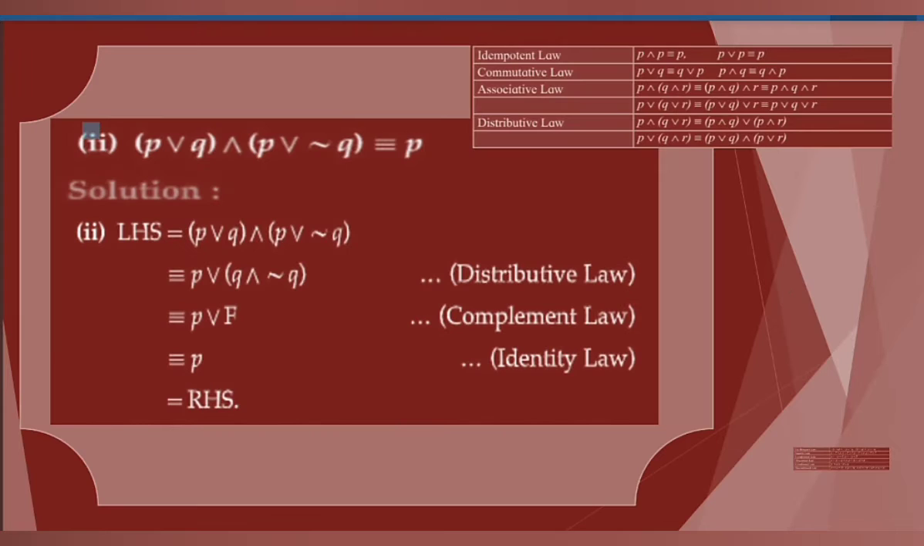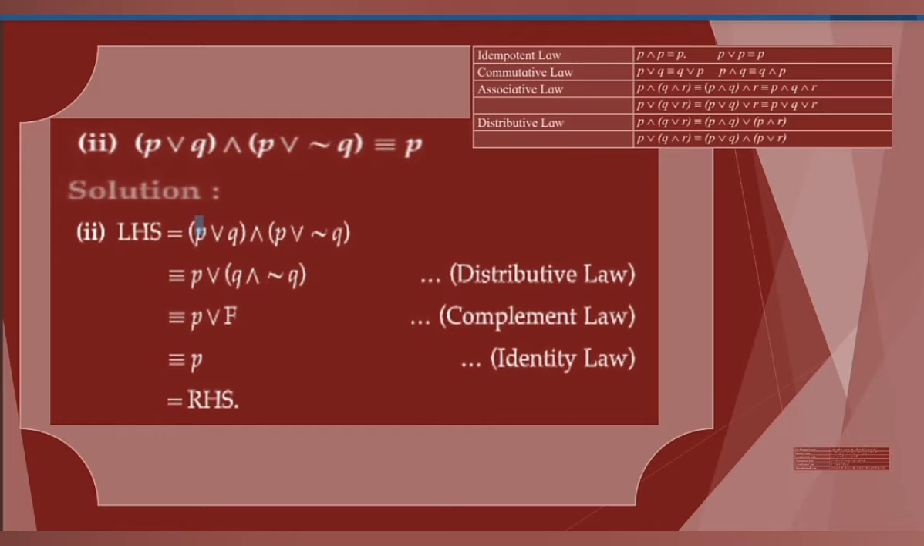And second is statement C: (P or Q) and (P or negation Q) is equivalent to P. Here we prove this statement is equivalent to the P statement. See the solution. Let us take the LHS, and we prove this is P.